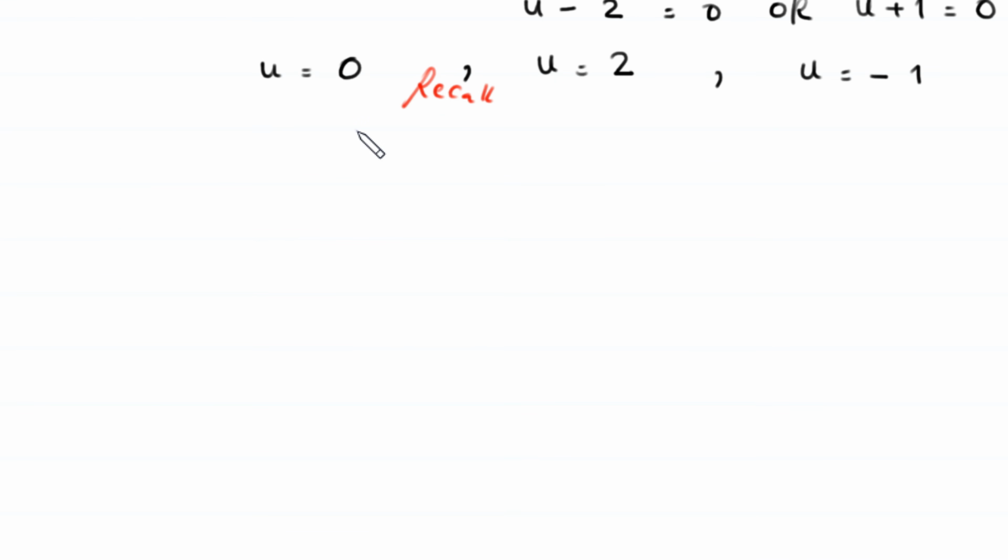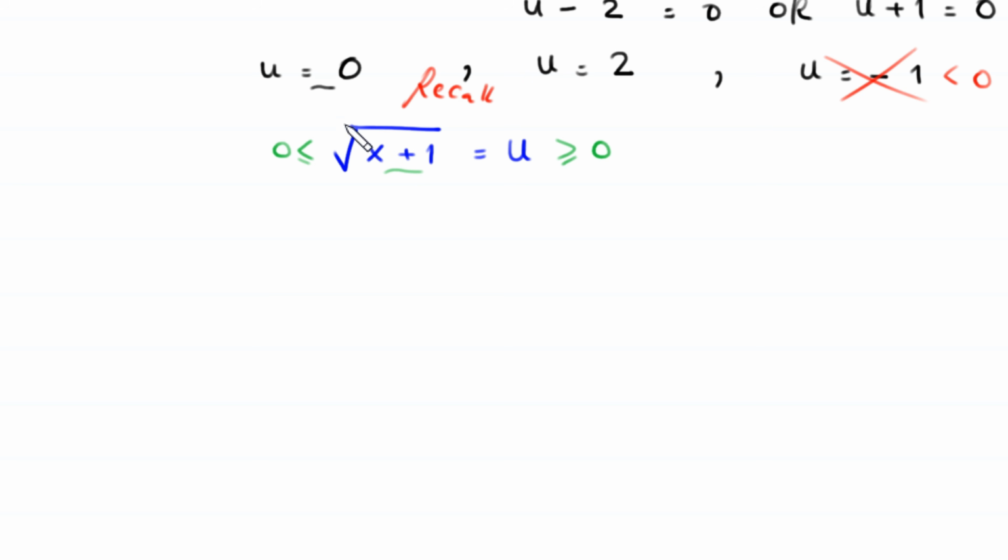We have supposed that the square root of x plus 1 equal to u. Since this expression must be greater than or equal to 0, this u must be greater than or equal to 0. Since this value of u, negative 1, is less than 0, this will be rejected, and we accept only these two values of u.